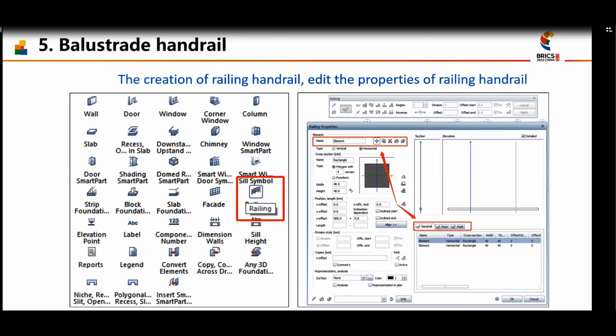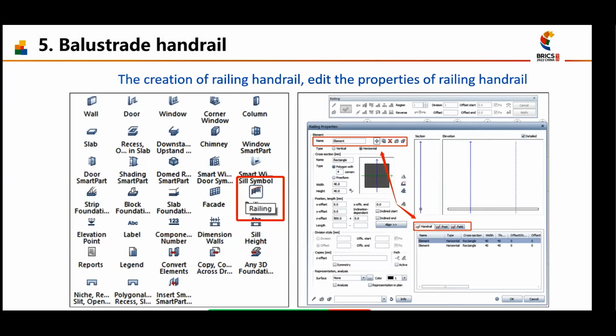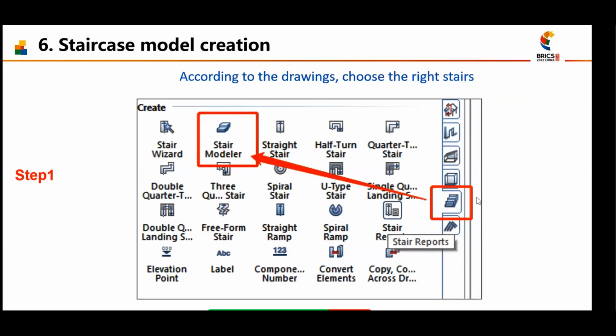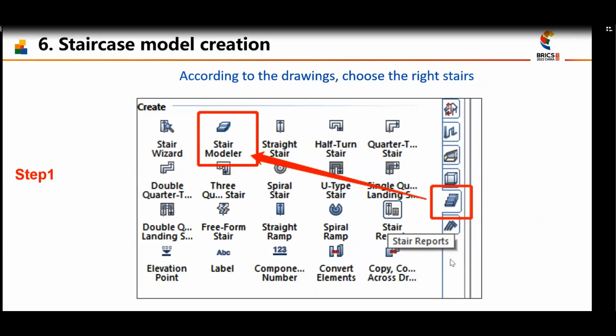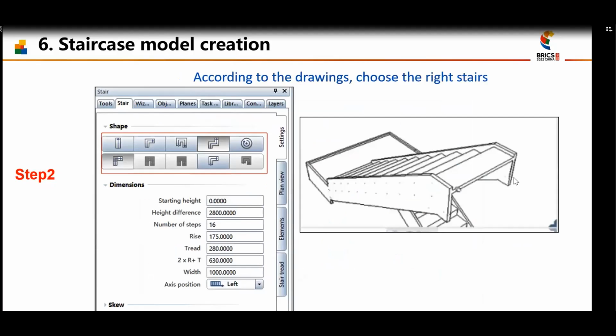Fine. Illustrate handrail. The creation of a railing handrail is shown in the left figure, and add the properties of the railing handrail, as shown in this right figure. Okay, that will be shown in the software. So now I have to switch to the plan bar and do it as shown. Please look at the computer screen.